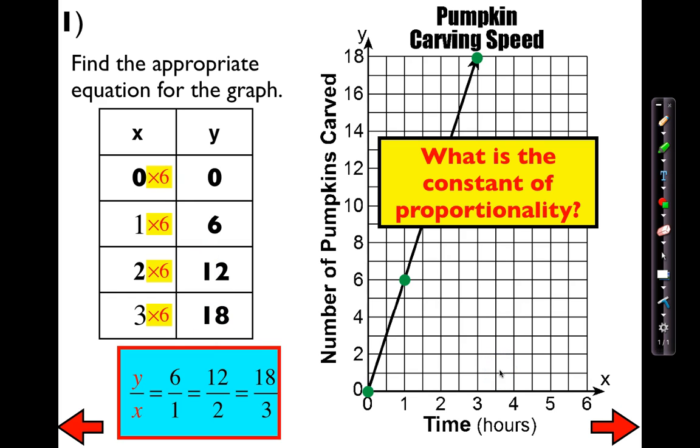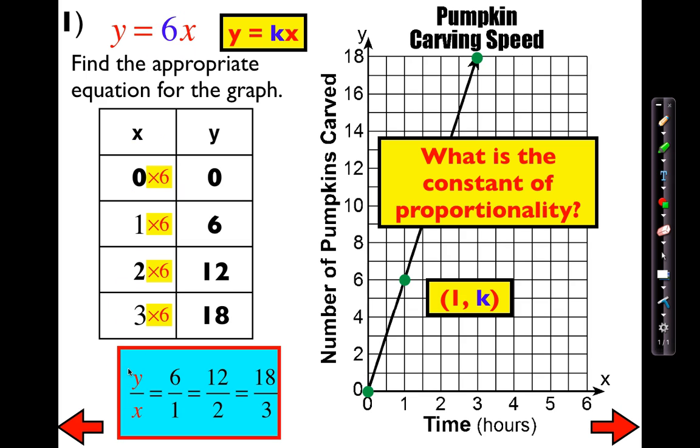So now that I know the constant of proportionality is 6, I can go ahead and plug it into the form y equals kx. I'm able to use this because I see that my graph is linear and I see it goes through the origin. So I know for sure it's going to be in the form y equals kx. So here, what is k? According to the ratios that I've checked, k is 6. So I'm going to replace this k with a 6, so my equation is y equals 6x. So all I did was replace k with the value of 6.